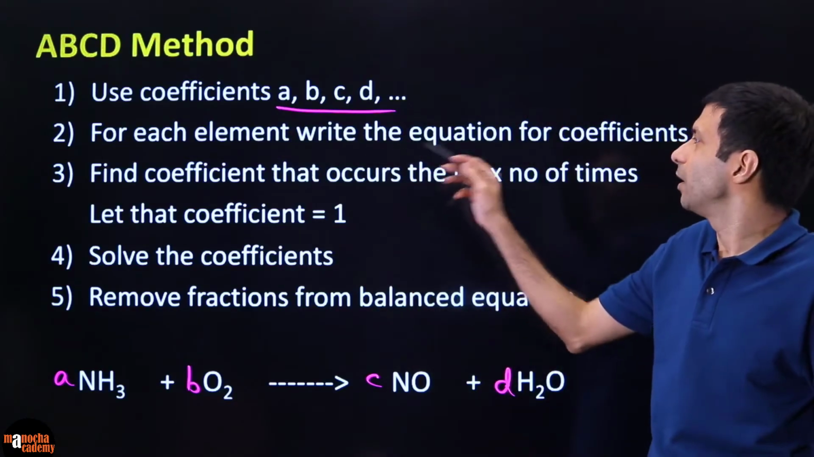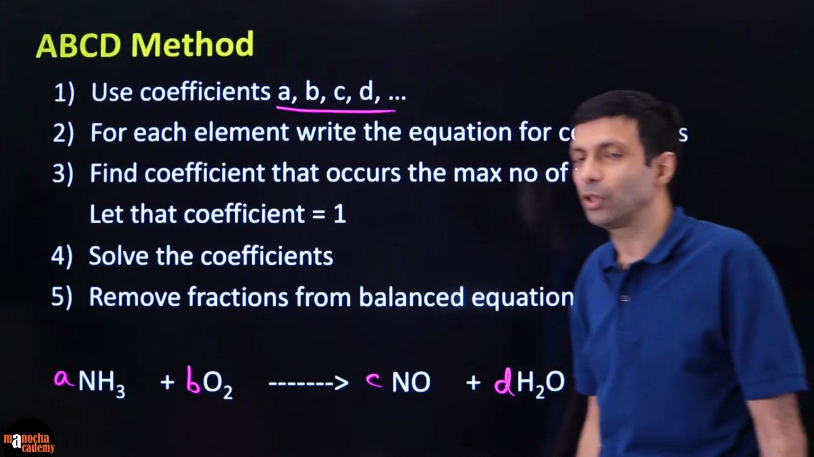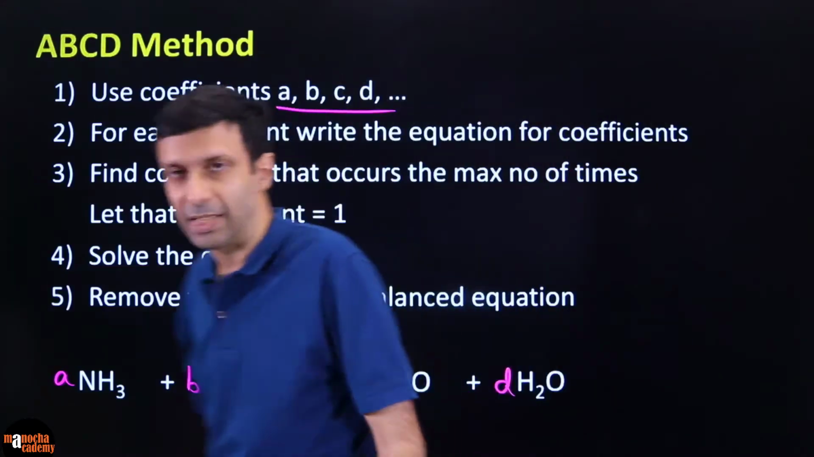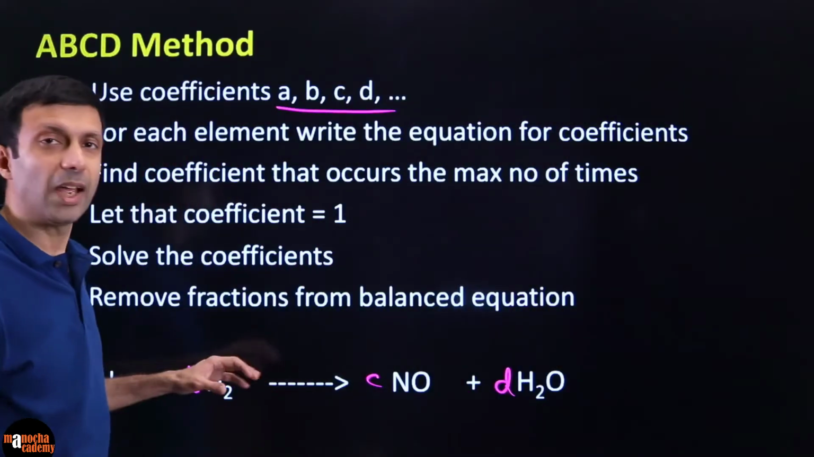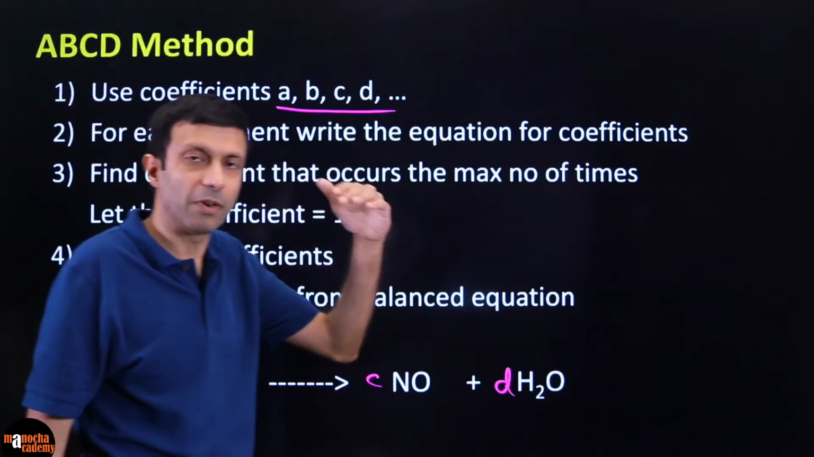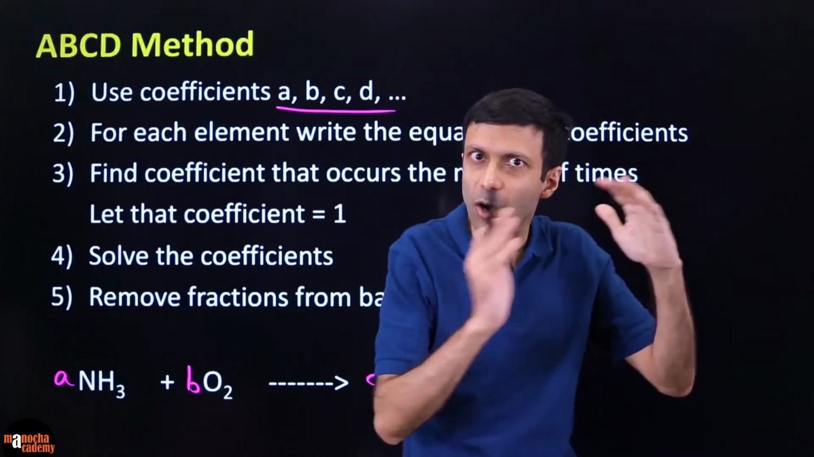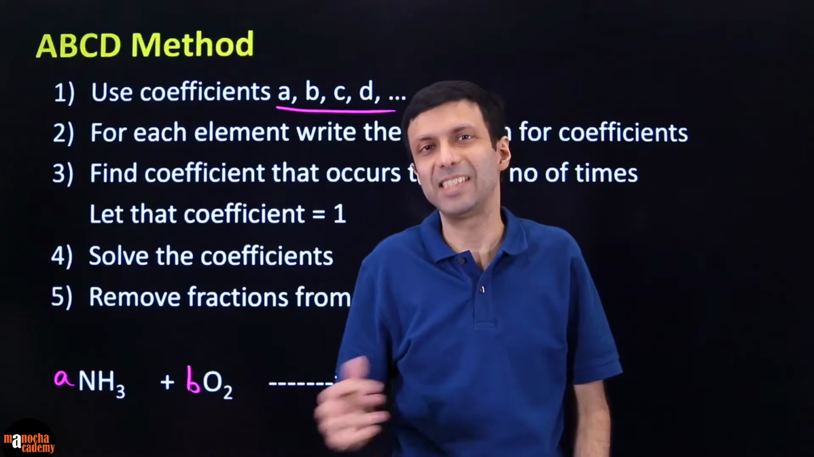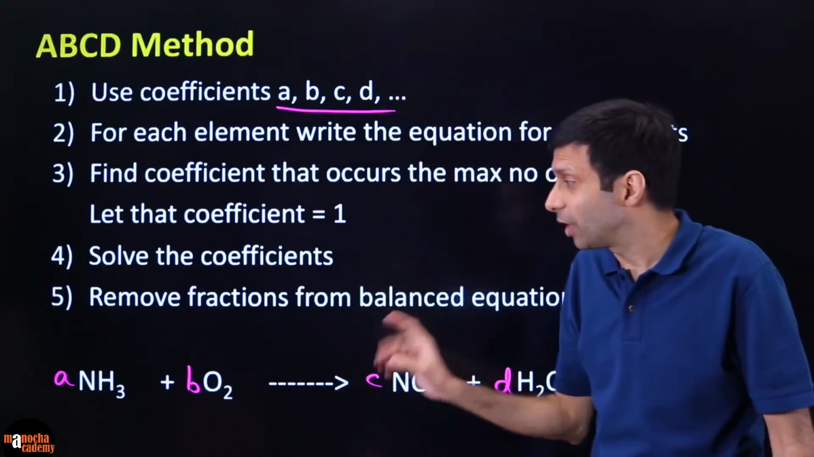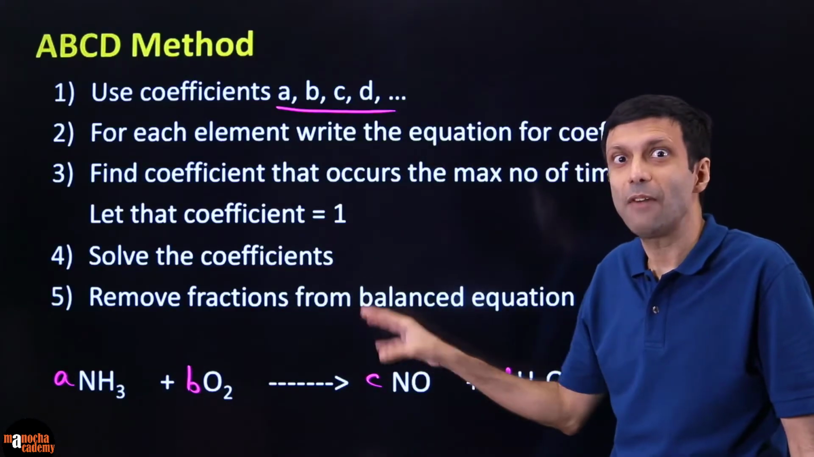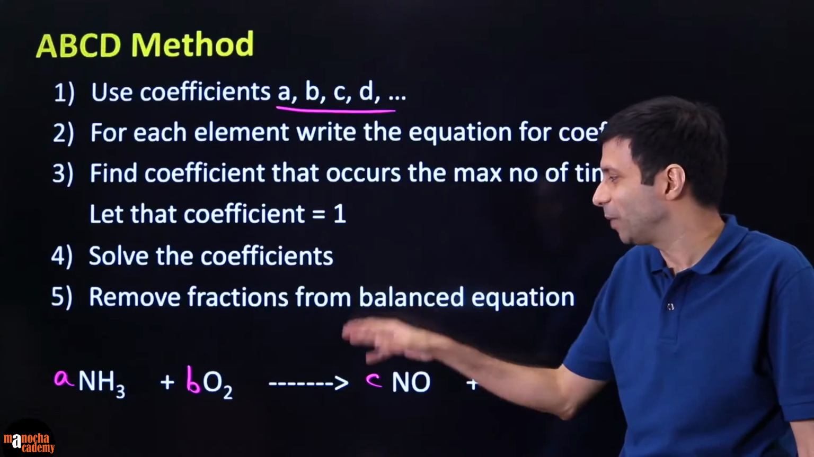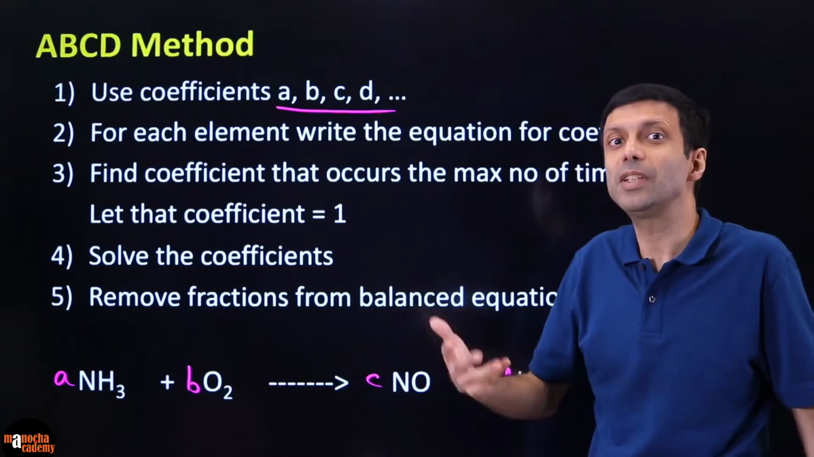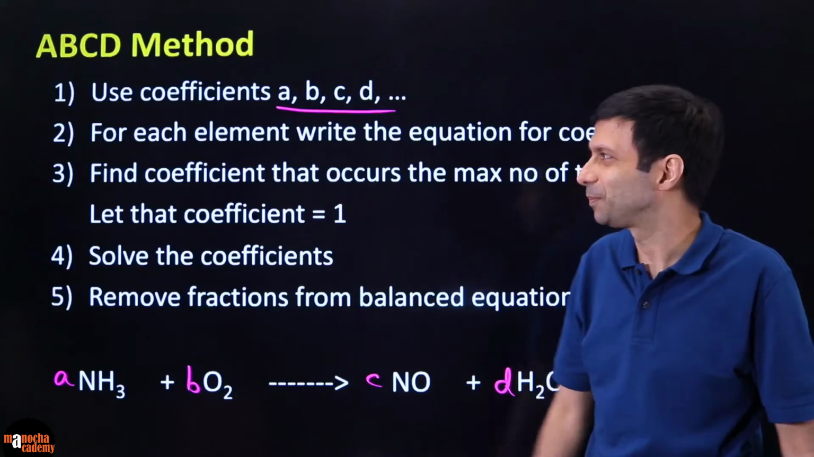For each element, write the equation for the coefficients. So we'll be seeing how that works. For every element, just like in the table method, remember we were counting the atoms on the left and right. Same over here, except the counting will now include coefficients that you have artificially put into the equation, your A, B, C, D. So these are like our variables X, Y, Z that we need to find.